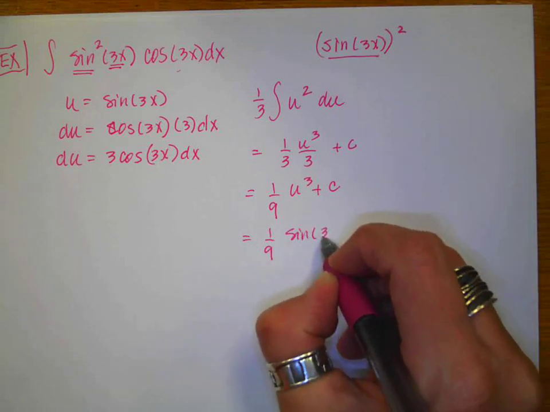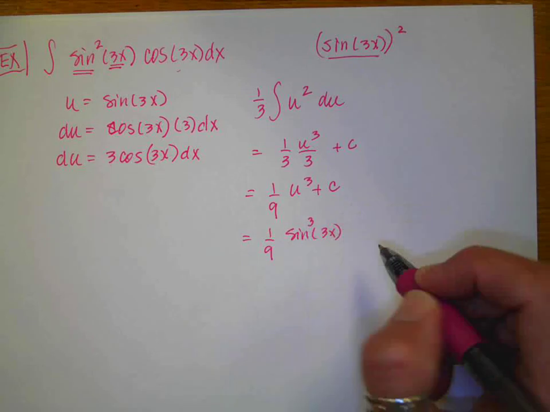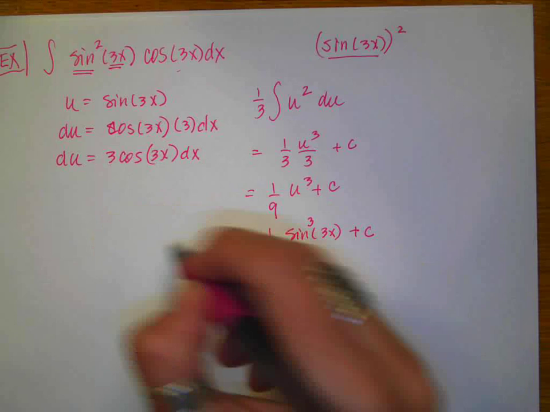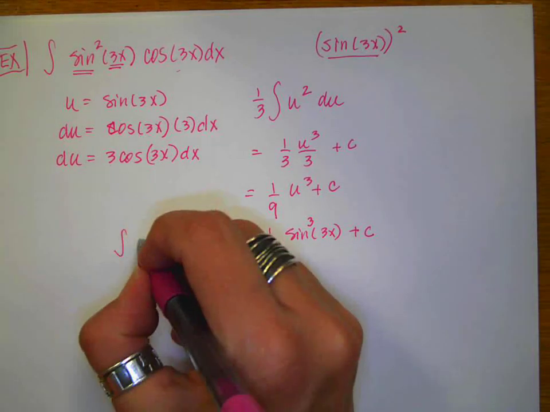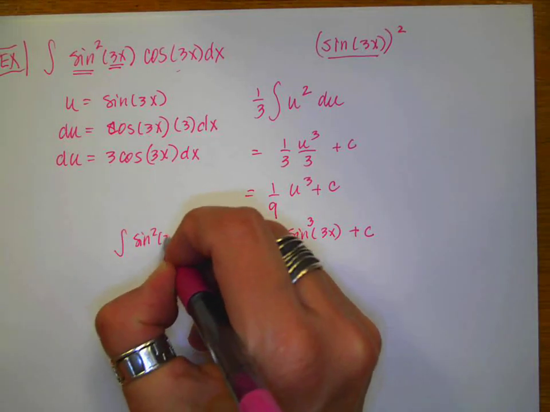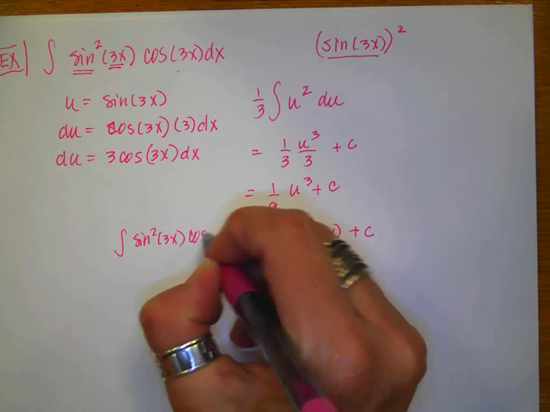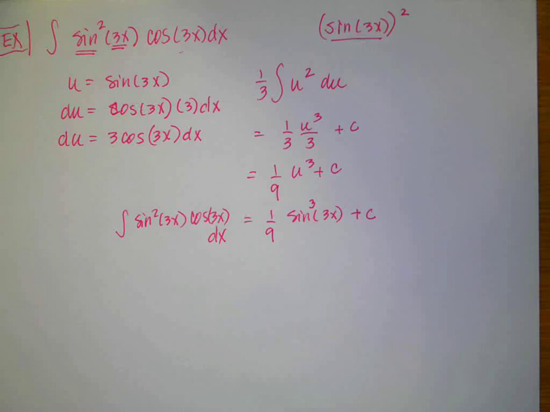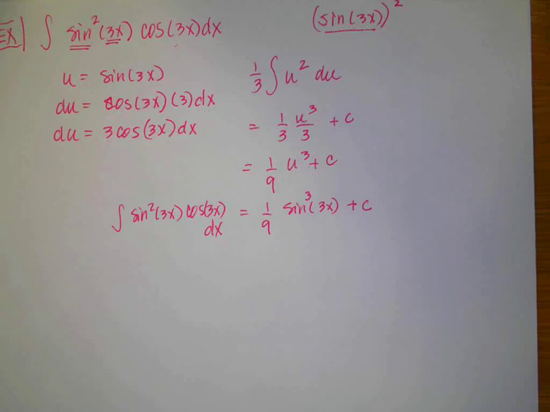This is 1/9. My u was the sine of 3x, but it's cubed, so I'm going to stick my little cubed guy right there, plus c. And then if I report my answers well, my integral of sine squared 3x cosine of 3x, the dx has to go down there, and then I'm done. So that was actually fairly straightforward.